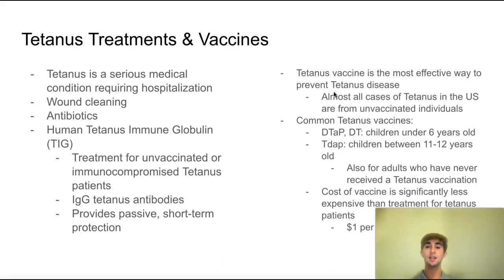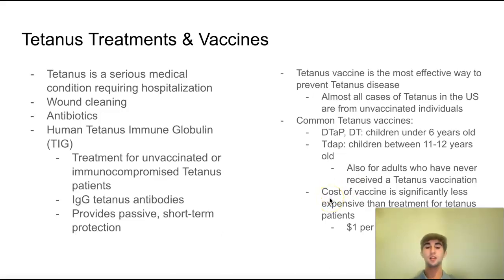Typically in the United States, people will receive the DTaP and the DT vaccine at first when they're a child, typically under 6 years old. So that'll be given to toddlers or very young children. And then later on, when you're between the ages of 11 and 12, you'll receive that Tdap vaccine. The Tdap is also for adults who never received a tetanus vaccination.